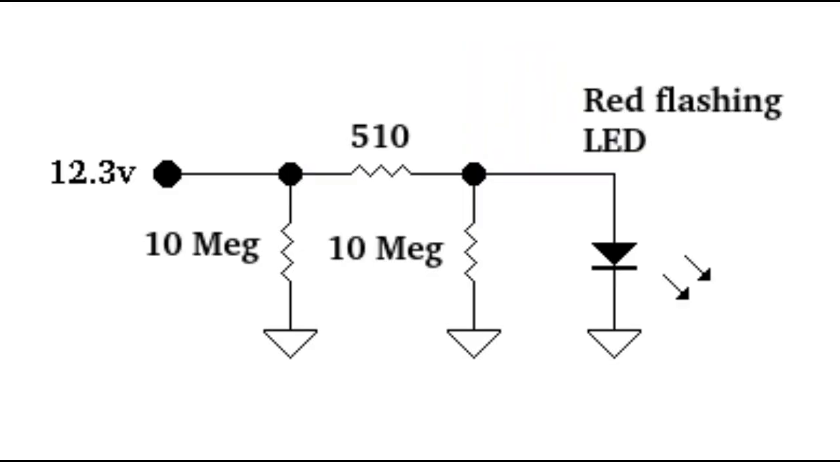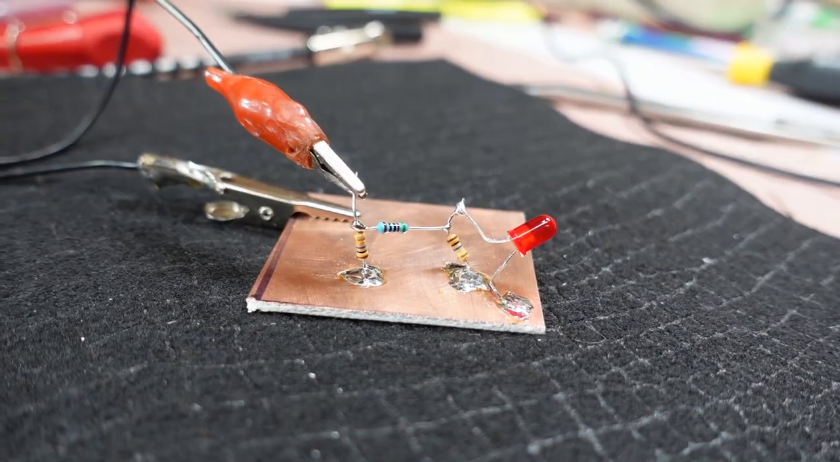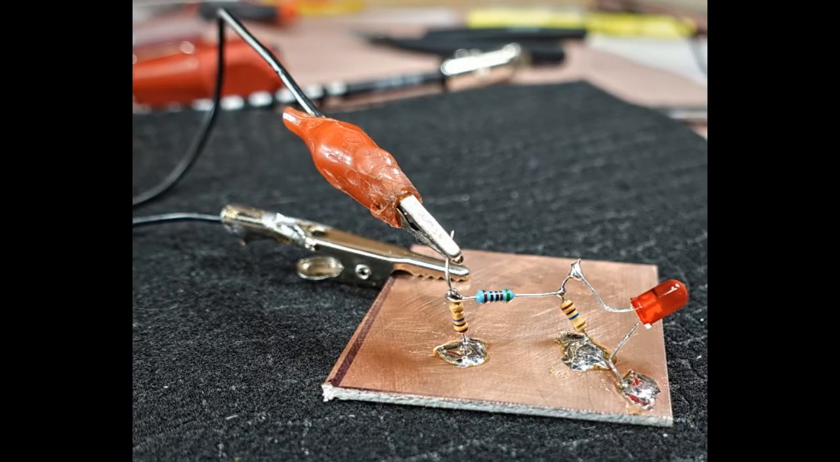Please consider this circuit. Note the 10 megohm standoff resistors. We also have a series 510 ohm current limiting resistor, and this particular LED actually flashes so you can see it on video. I quickly breadboarded this circuit so you might view this ugly breadboard.